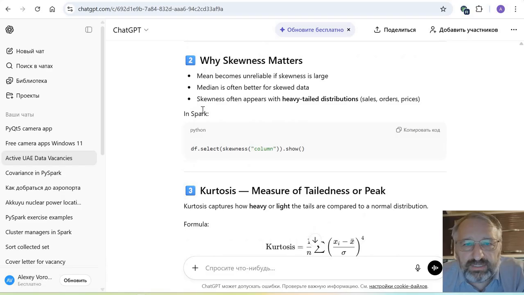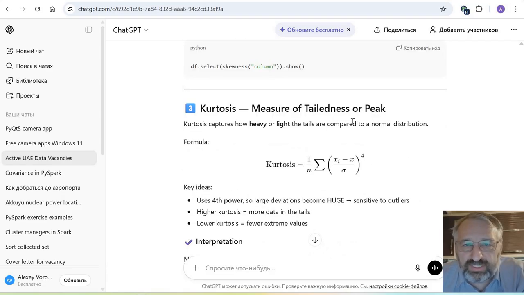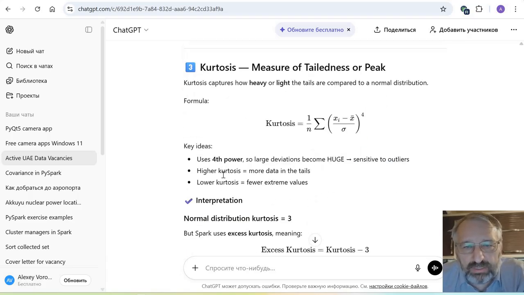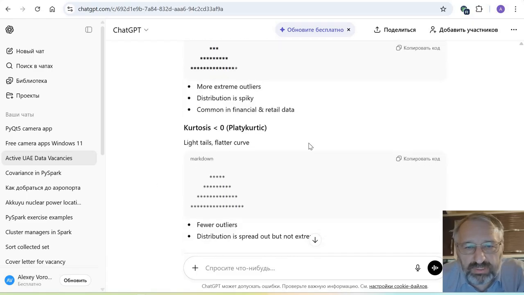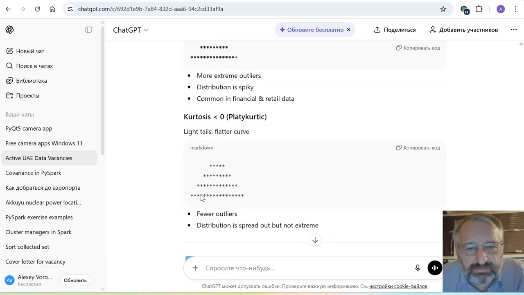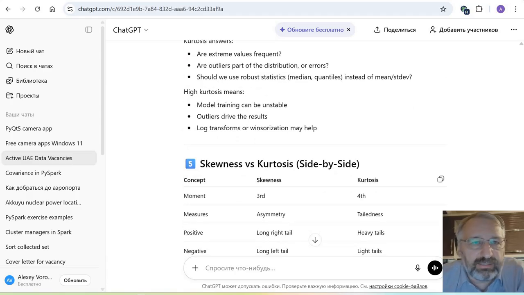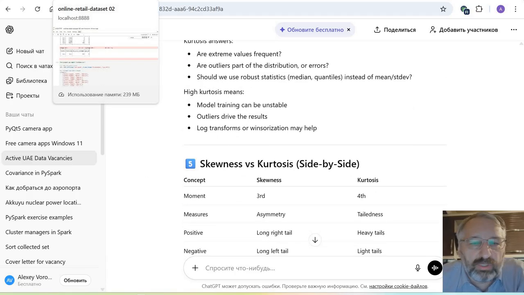Why skewness, rather, kurtosis, measure of tailedness or peak. So kurtosis means how much the data is close to a peak. It's fourth power, and it looks like this. Heavy tail means positive kurtosis, and here it's light tail, flatter curve. Anyway, these are the functions, and we can calculate them.